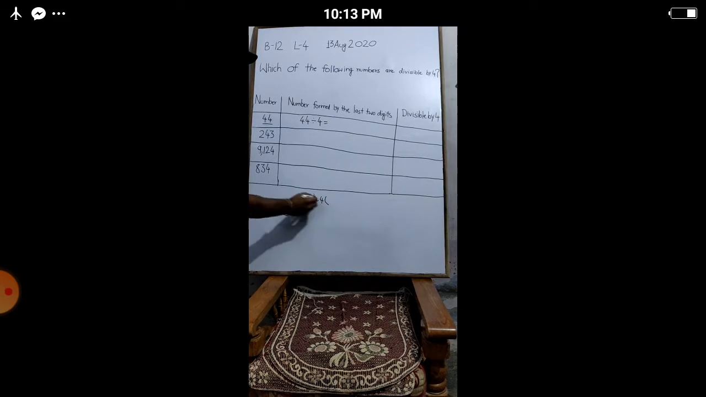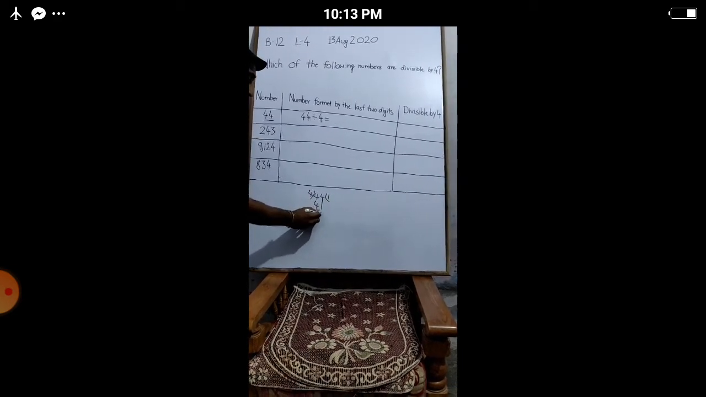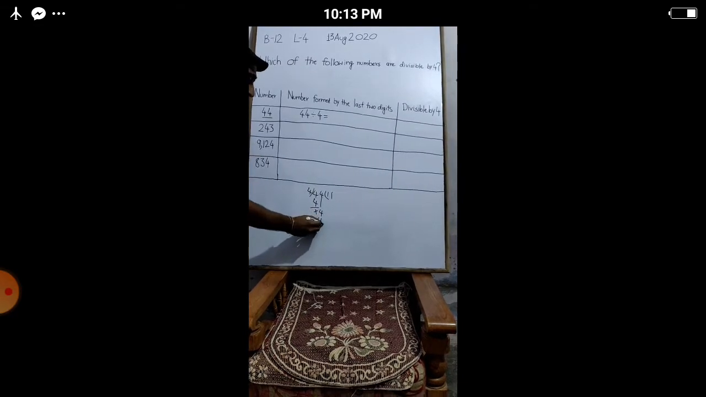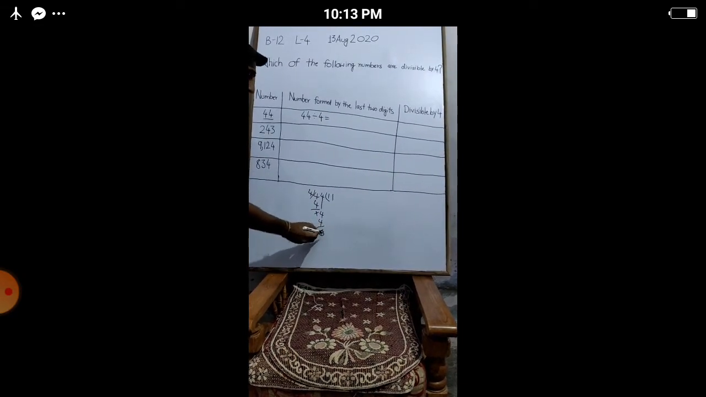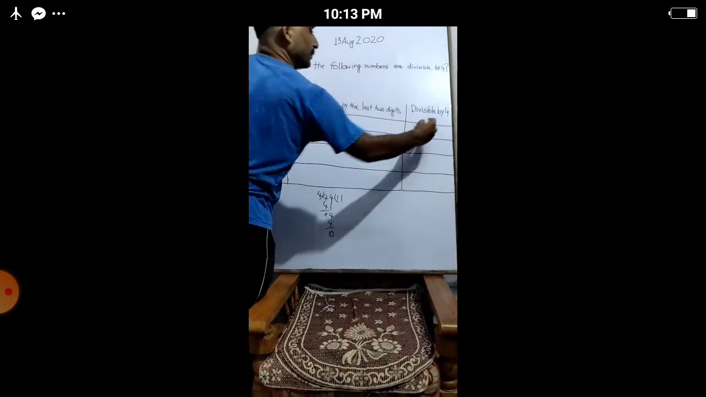Children, 44 divided by 4. 4 ones are 4. Here 0. There is no remainder, so 44 is divisible by 4.